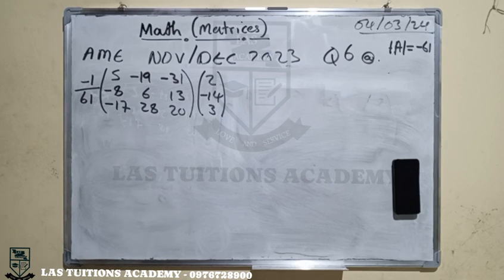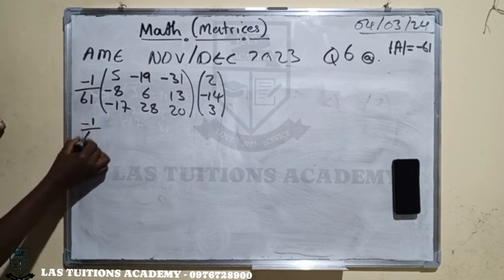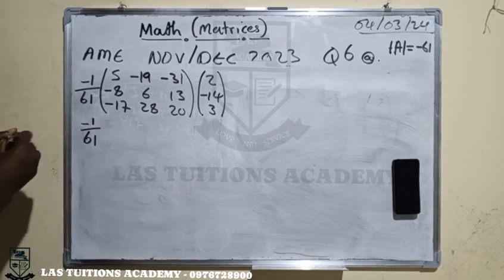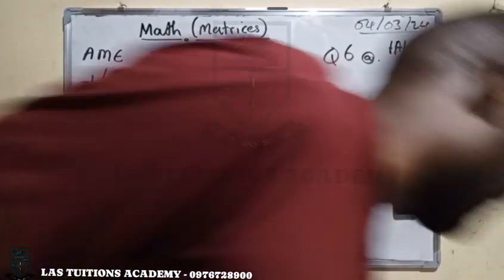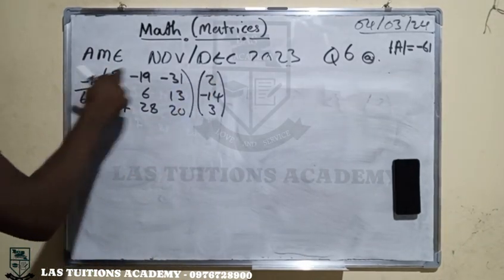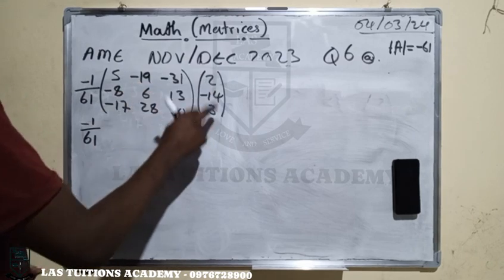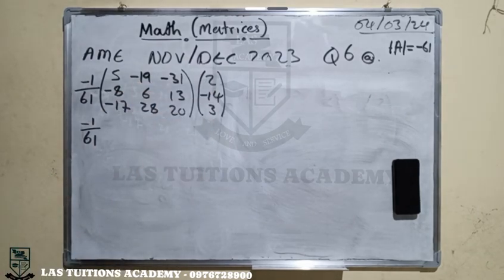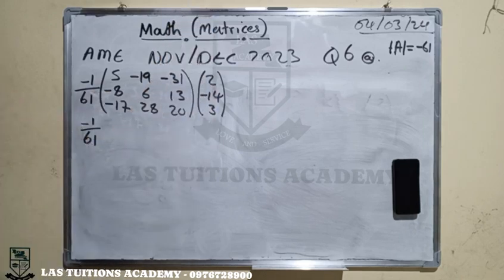Yeah. So now what we can do here is, let us maintain the negative 1 over 61, negative 1 over 61. Now let us multiply this by that. So when you're multiplying, you say row by column. So 5 times 2 plus 19 times 14 plus negative 31 times 3. That's how it goes. Again, you pick this times that, pick this times that.